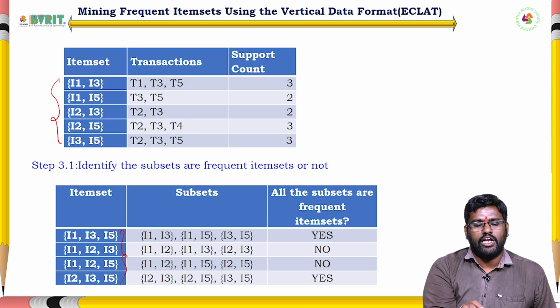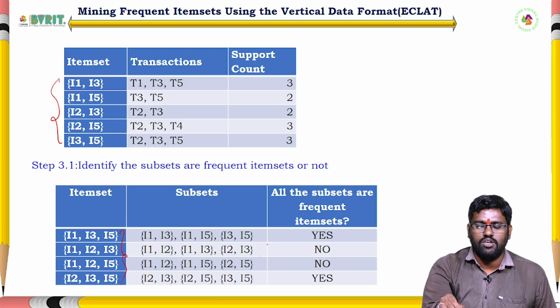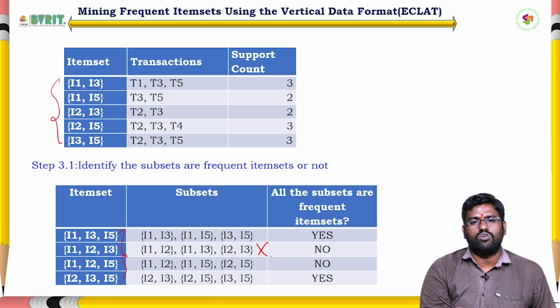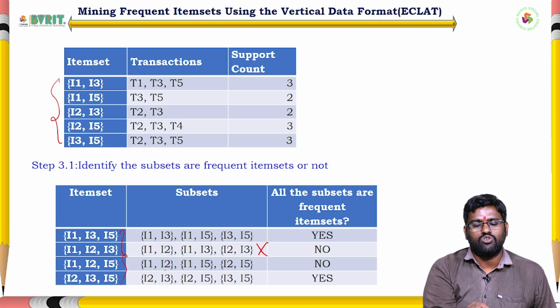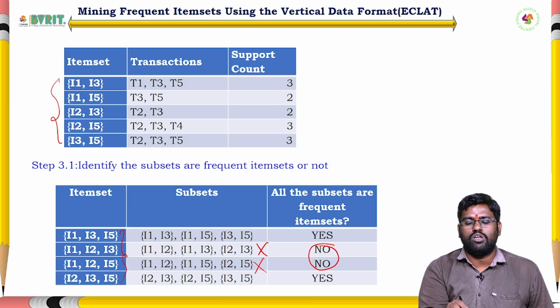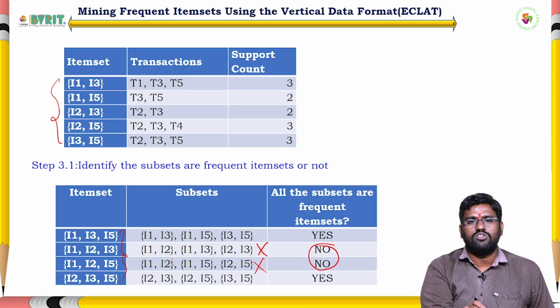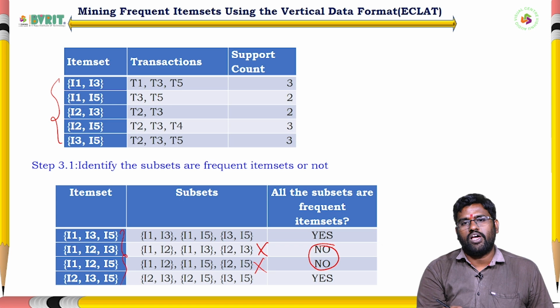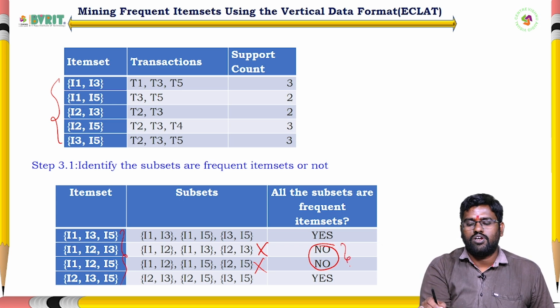Then I1, I2 is not present in any transaction. That's why we have to remove this one from the structure. We don't want to count this one. Here also I1, I2 is not present in our data set, so we have to remove this one too. That's why I wrote no future for these two things. These two are not frequent subset items, so we have to remove them. Because I1, I2 is 0, the total item set value will be 0. That's why we don't want to consider these two things.